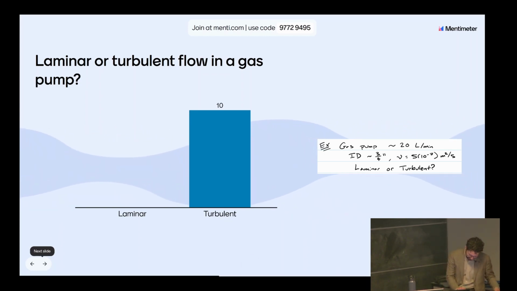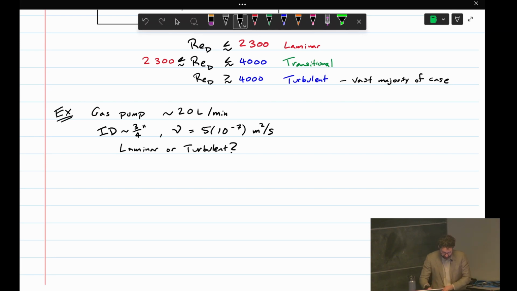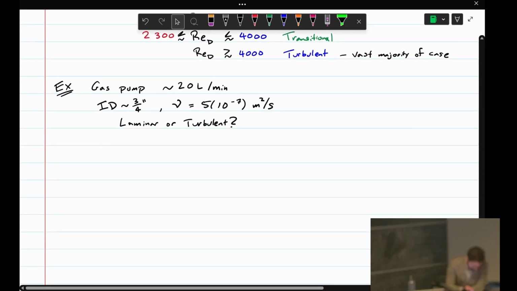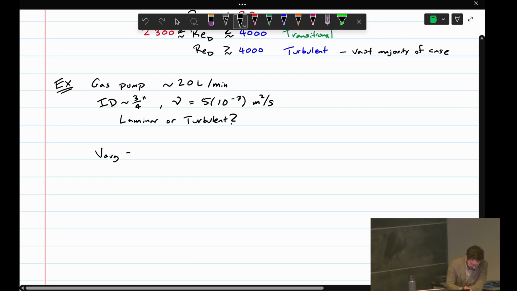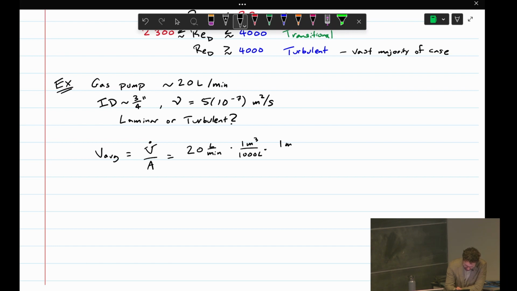So I'll go through this example just really quickly so we can see the numbers. Okay. So I got an average velocity of V dot over A. So that's 20 liters per minute times 1 meter cubed per 1,000 liters times 1 minute over 60 seconds. Area. So I gave you the ID in this case.